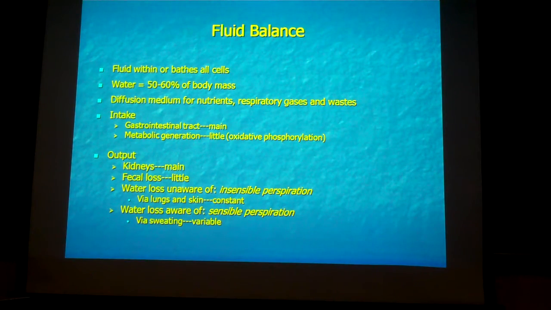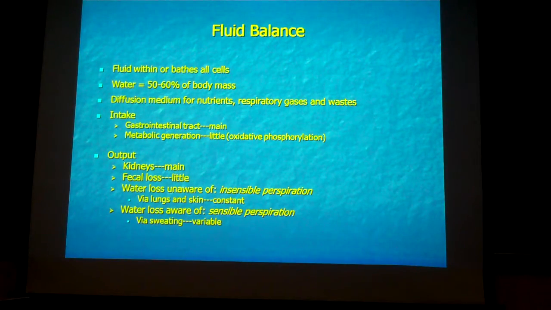Most of the water that we take in, most of the input, is going to be via the GI tract. It's what we drink and the water in our food. But if you remember, we get a little bit of water from metabolism, from oxidative phosphorylation down the electron transport chain. A byproduct of that is water. So when we talk about metabolic generation, that's where we get a little bit of water from, but most of it is going to be what we take in.